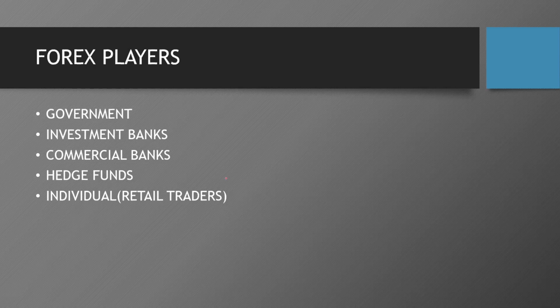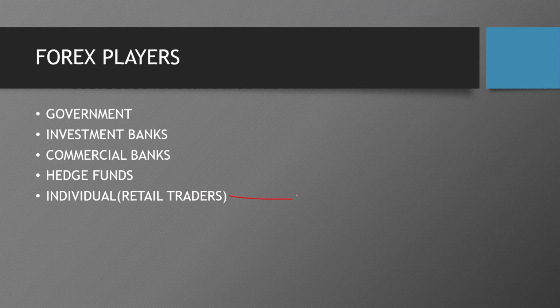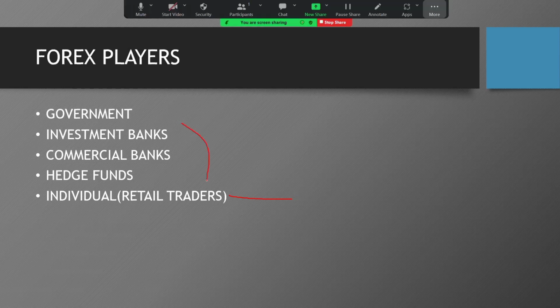So we have the commercial banks, we have the individual. This is where you and I come in, trying to trade our small accounts, $5K, $100, $200, depending on the trader. We personally will not move the market because of the amount of money these people are bringing in.